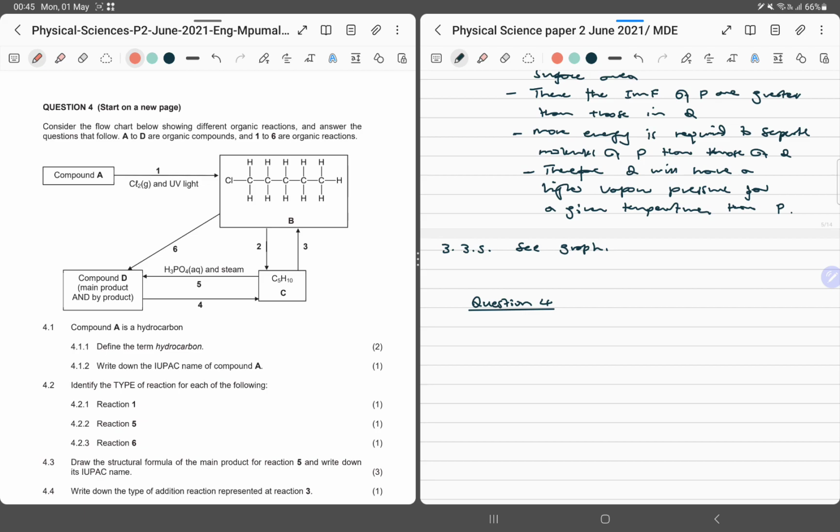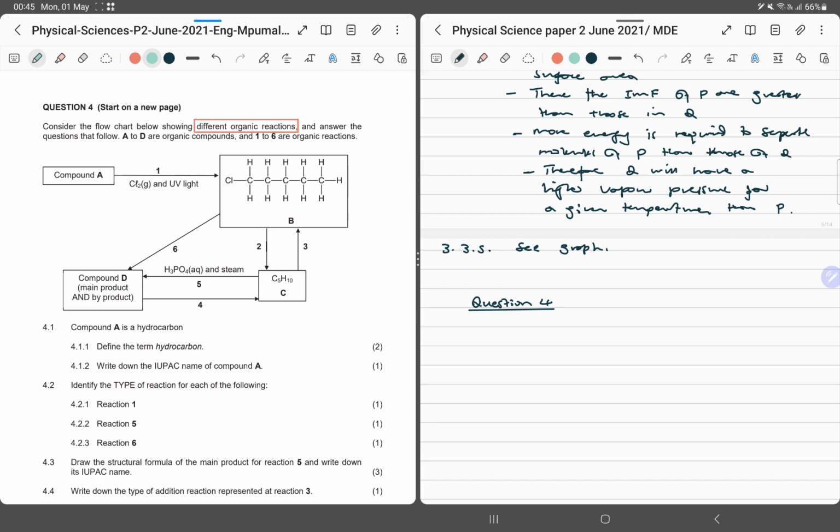Now let's try and quickly do this one. This question says, consider the flow chart below showing different organic reactions. Of course, guys, I think I did promise that I was going to do a video on this, but it doesn't look like it's going to happen, but I'll try. Now consider that flow diagram and answer the following questions. A to D are organic compounds, 1 to 6 are organic reactions.